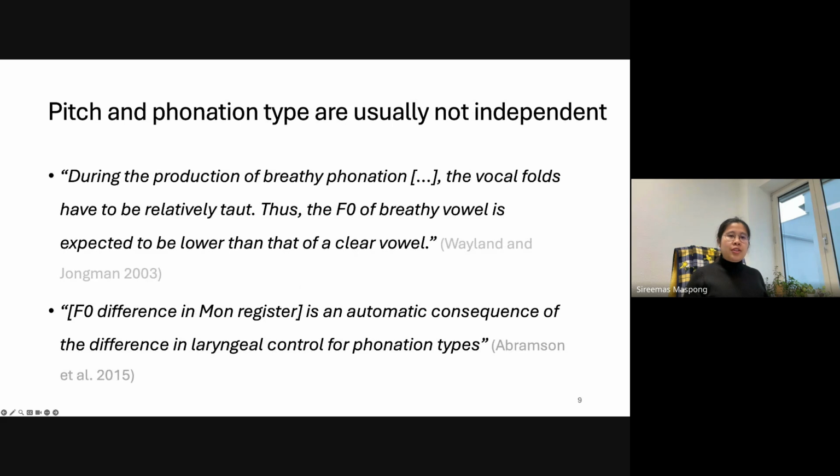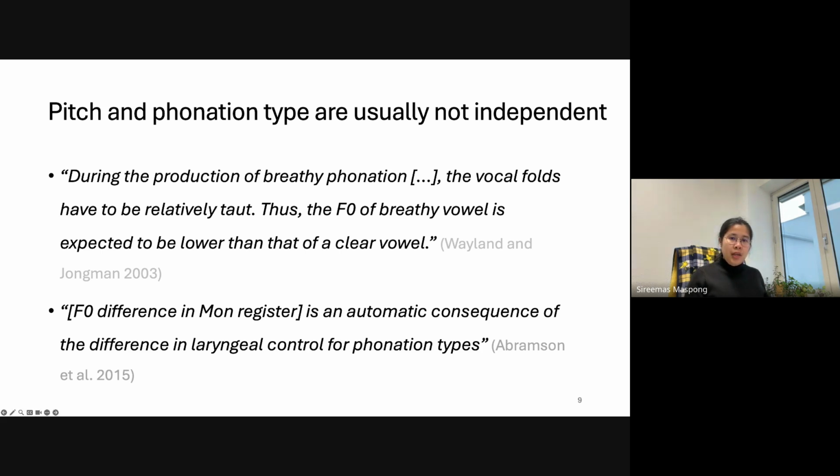But we know from the phonetic literature that pitch and phonation type, for example, are usually not independent. The quote here, from Wayland and Jongman, says that during the production of breathy phonation type, the vocal folds actually have to be relatively slack. Thus, the F0 of a breathy vowel is expected to be lower than that of a clear vowel. So you slacken the vocal folds to produce breathy phonation, and that would yield lower F0 anyway. Abramson in 2015 also said similar things, that the F0 difference in Mon register is an automatic consequence of the difference of laryngeal control for phonation types.